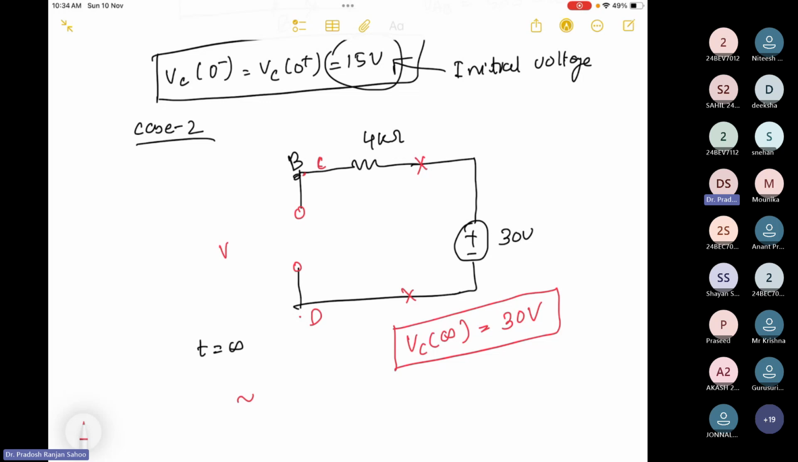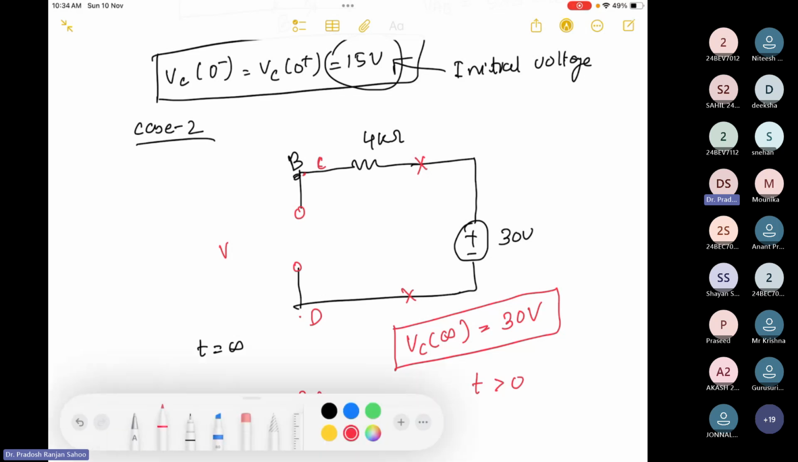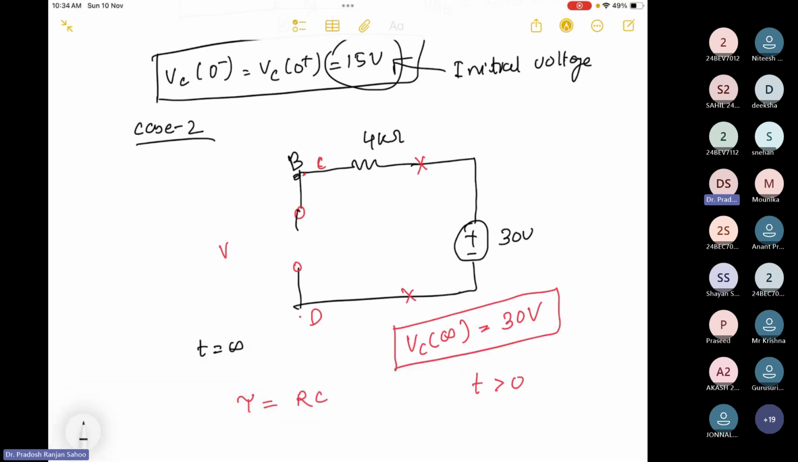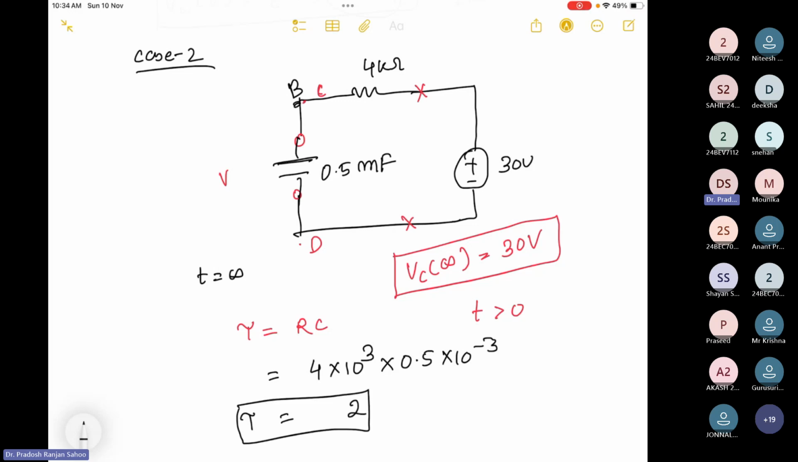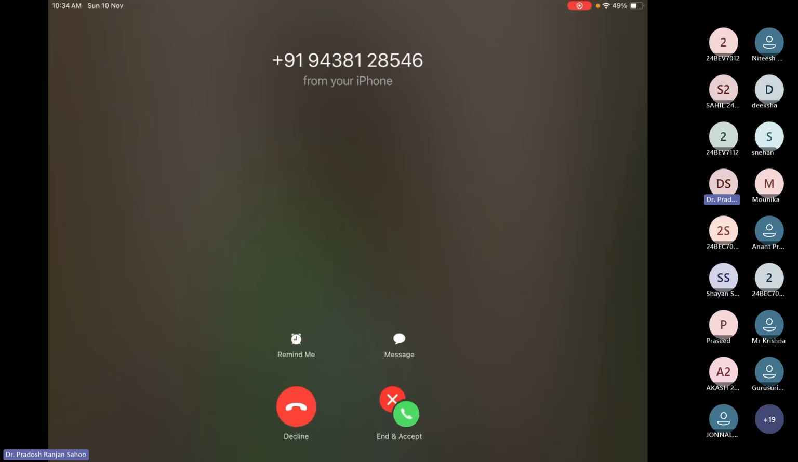Now what is left is to find the time constant. Time constant is nothing but RC, for t greater than 0. The capacitor value is 0.5 millifarad. So the time constant is 4 kilo, meaning 4 into 10 to the power 3, times 0.5 millifarad, meaning 10 to the power minus 3. So I get the time constant as 2.